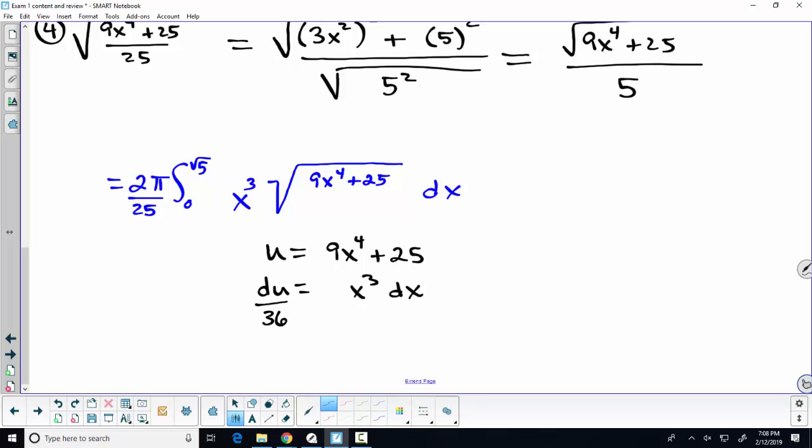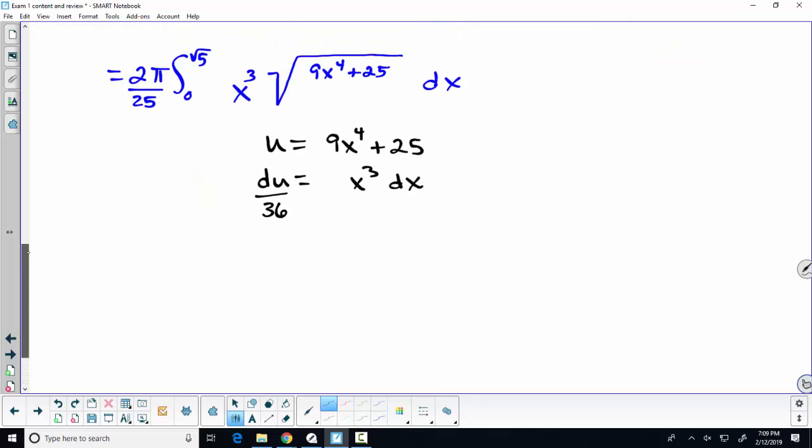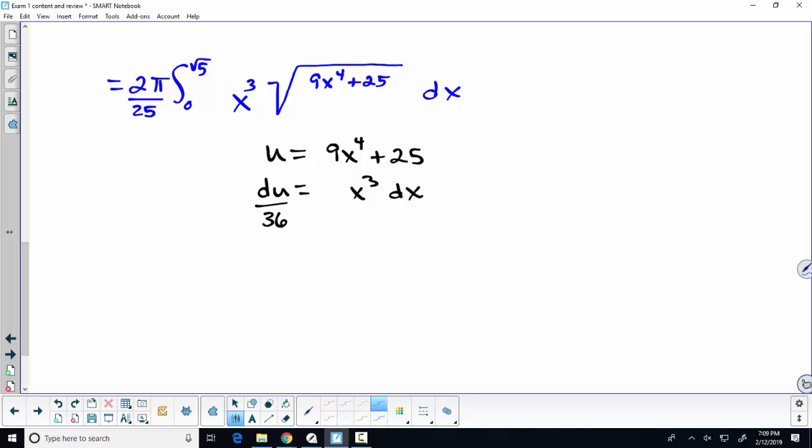I'm just curious, do y'all do u substitution and then resubstitute to handle the bounds? Everybody else is doing the bounds in terms of u. I think that's typically easier, just have an easier function. So then you just plug the bounds into u. So x equals 0, u equals 25, x equals root 5. It's going to be some weird bound, maybe 250.